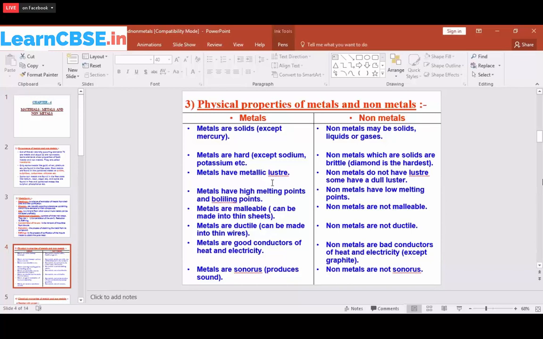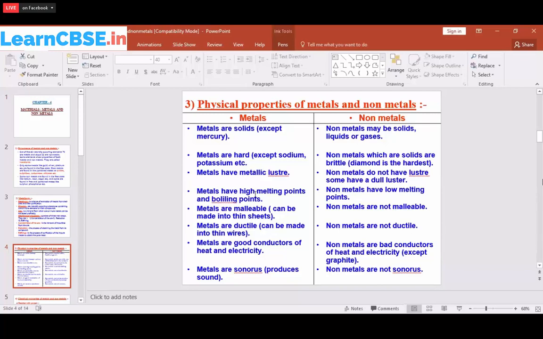Metals have metallic luster. Non-metals do not have luster. Luster means the look, a shiny look. The finishing itself is very good in metals. But non-metals always have a dull look. If you take carbon, it has a blackish appearance, not a shiny appearance. That is what we call luster.